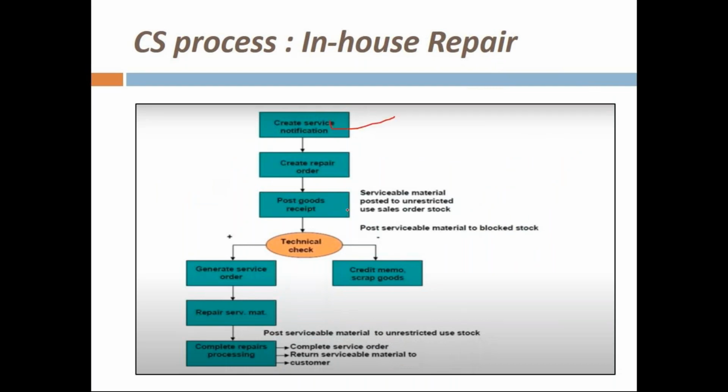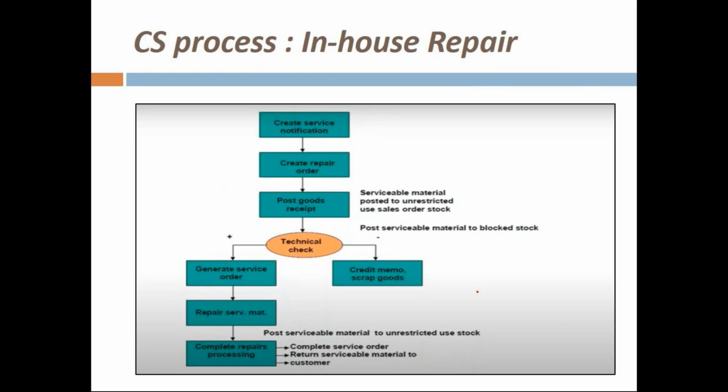First, you create a notification. From the notification, you create a repair order. And against the repair order, you receive the material, post GR, return delivery. In SD, you have return delivery, right? And then after that, you will create a service order. Using the service order, you repair it, and then you will return the material back to the customer. Then again outbound delivery: return the serviceable material to the customer. That is called outbound delivery. So how to do this in the SAP system, we will understand the end-to-end flow.